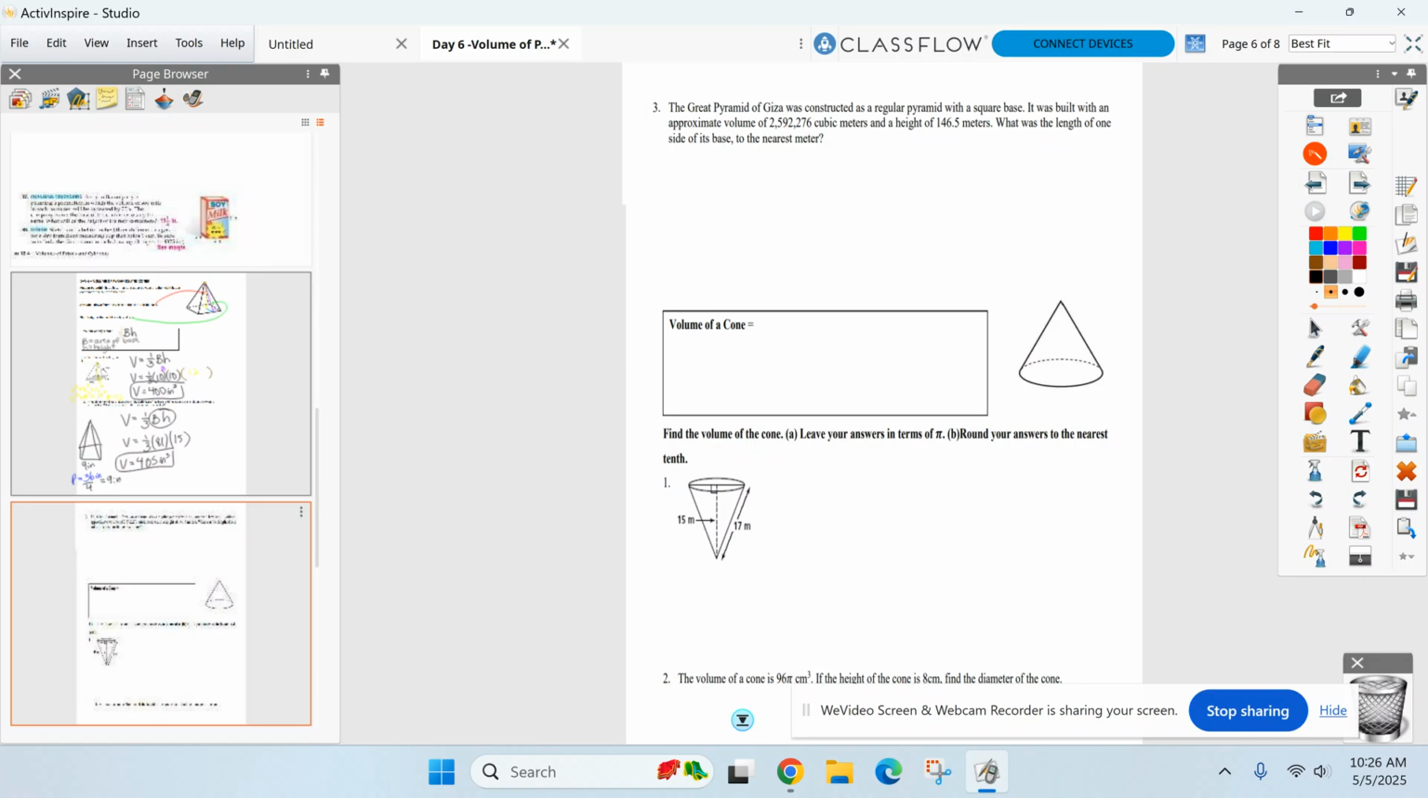Wow, how about that volume, huh? Almost 2.6 million. A height, again, it just says height. Is that the slant height or not? No, I will write the word slant in there. It's the height, 146. What's the length of one of the sides of the base? We got work to do here. All right, my Great Pyramid here.